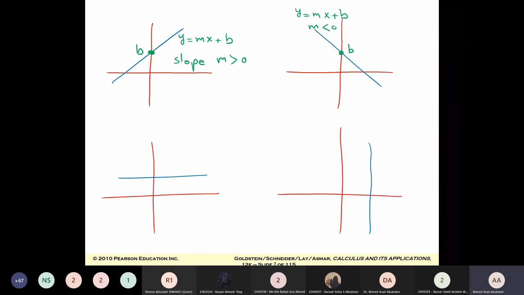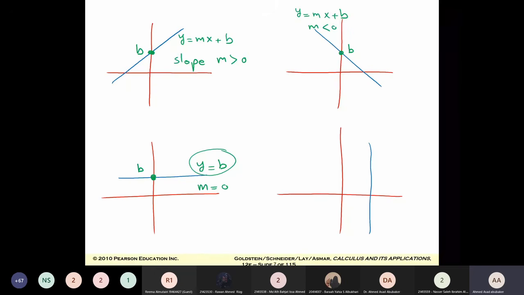If we have a horizontal line at the y-intercept b, the equation in general is y equals b. We don't have x because the slope equals 0. If we have a horizontal line, the slope equals 0. So 0 multiplied by x, we need to remove the term in x. So we have only y equals b. This is the equation, okay?